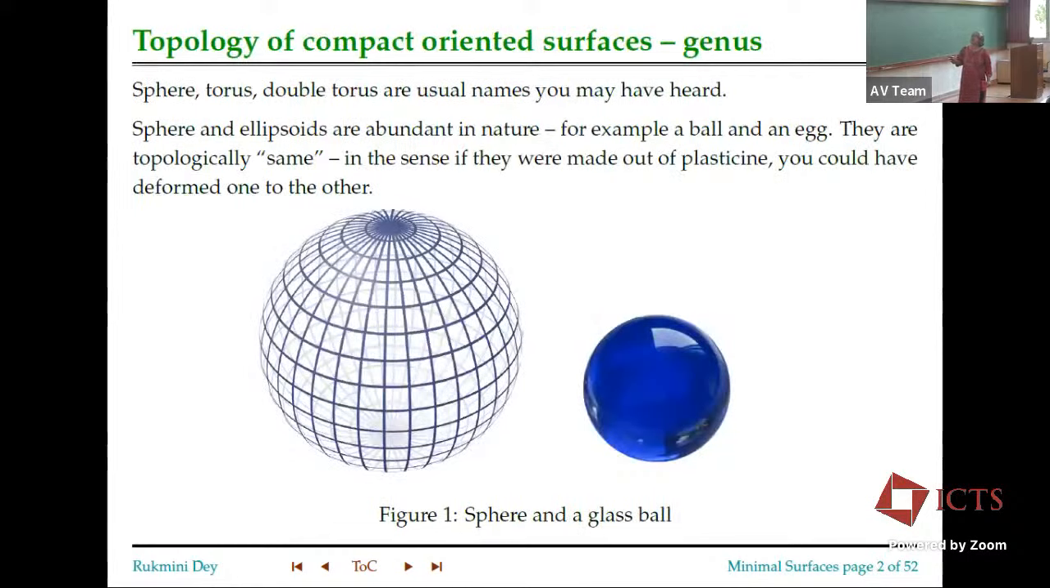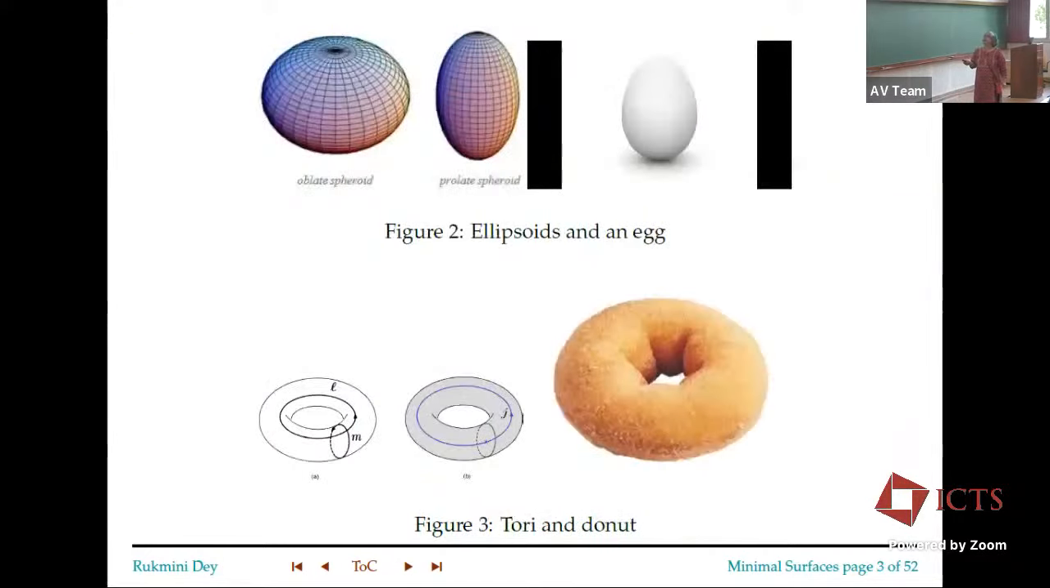So you might have heard about the sphere, torus, double torus. Spheres and ellipsoids are abundant in nature, for example, a ball and an egg. They are topologically the same in the sense that if you are making it out of plasticine, you could deform one to the other, right? However, as you can see, there is this torus, a vada, the surface of a vada. There is a hole through it. So you cannot really deform it into this using just plasticine, right? This is a torus, and the surface of a torus is essentially very different from a sphere, topologically, okay?